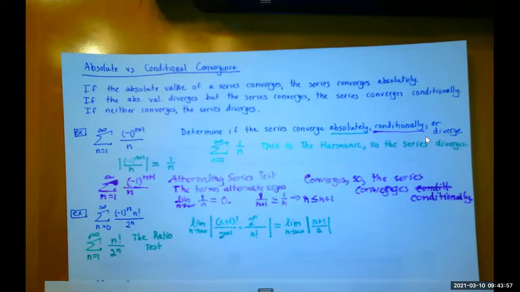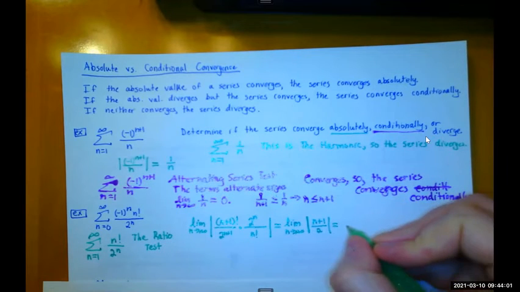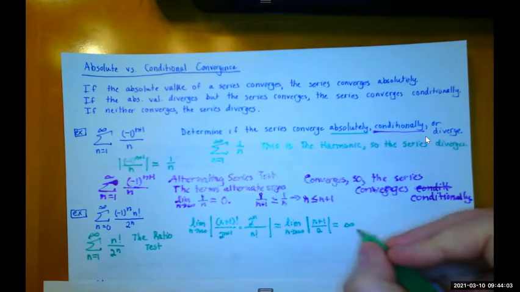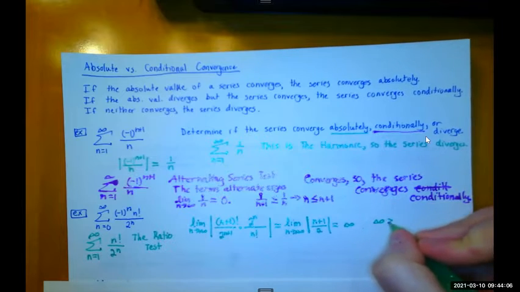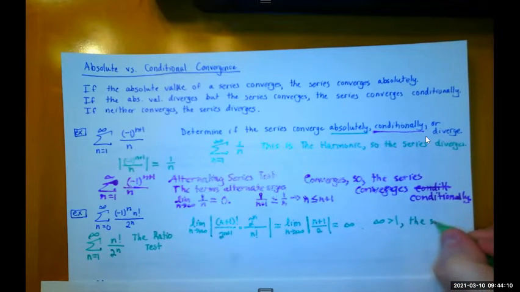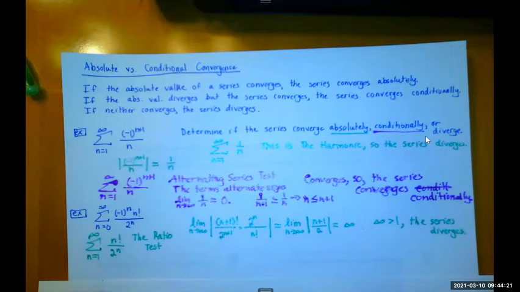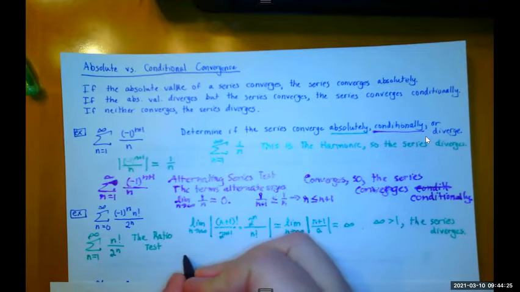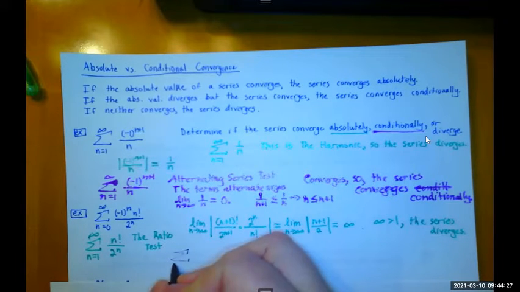Check your algebra for the ratio test if you need to go back and look at that. Okay. So this is infinity. Infinity is bigger than 1. The ratio test tells me the series diverges. So we know that the series is not absolutely convergent. The question is, is the series conditionally convergent? The answer to that ends up being no, but let's find out why.